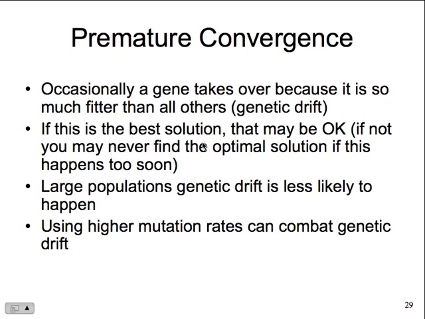So if there's a best solution, that may be okay. If not, you may never find the optimal solution if that happens too soon. As a classic example, going back to the people running around the track, if I did a premature convergence of all the people who made it around the track, and I forgot that it was dark outside, and those people that were running around the track were the blind people, then I've prematurely determined that those were the fastest runners.